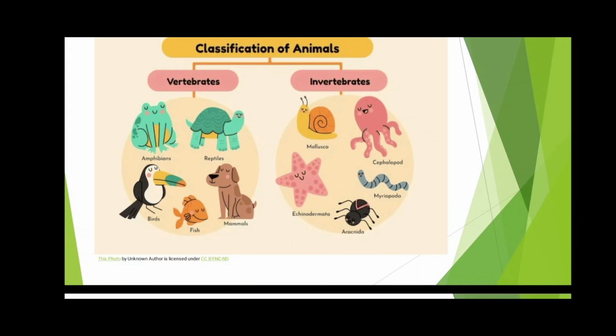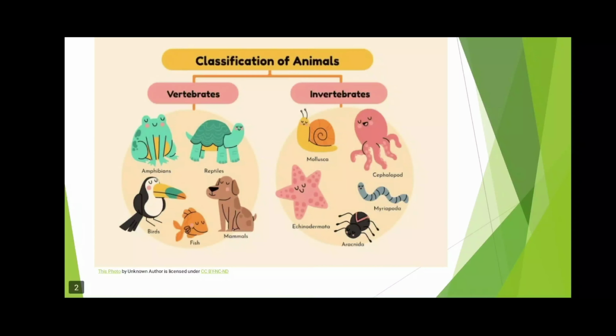Okay, everyone, now look at this image carefully. These are the images of classification of animals. So we are going to classify animals on the basis of vertebrate and invertebrate. Now look here: vertebrate animals, amphibians, reptiles, birds, fish, mammals. These organisms belong to vertebrates.